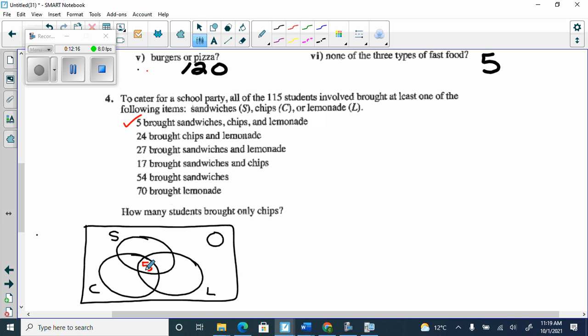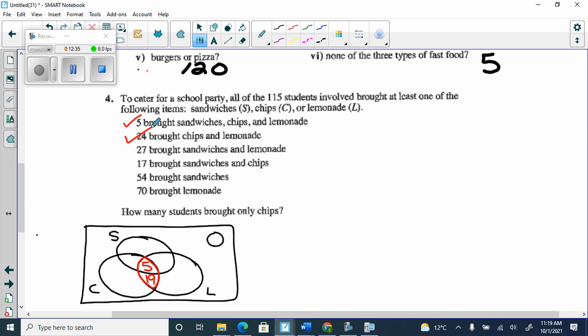So there are five that brought all three. So I start there. Then I have 24 brought chips and lemonade. So people will go chips and lemonade and then they'll go 24 here. But remember, there are already five that brought it, correct? There are already five out of 24. So how many only brought chips and lemonade only? 19. You have to subtract.